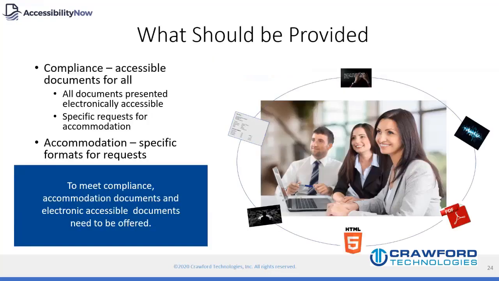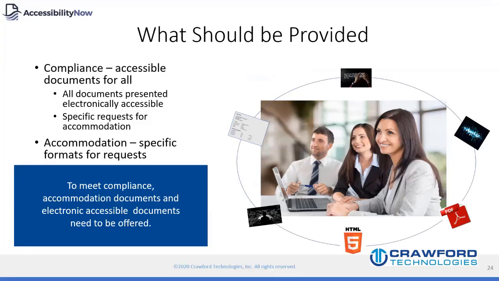So once that workflow is configured, once those tools are in place, what needs to be provided? Well, it comes down to this. Reasonable accommodation needs to be made in order to offer accessible documents for all. And this means basically allowing the end users to choose what type of accessible format is best for their needs. This is basically offering the specific formats for these requests.